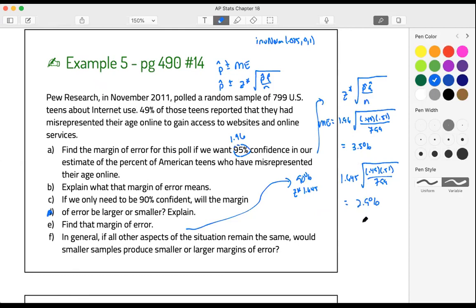Indeed, it was smaller. So in general, if all other aspects of this situation remain the same, would smaller samples produce smaller or larger margins of error? The answer: smaller samples generally produce larger intervals. Smaller samples are more variable, which increases the margin of error.